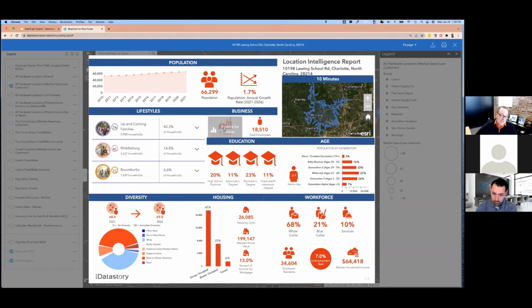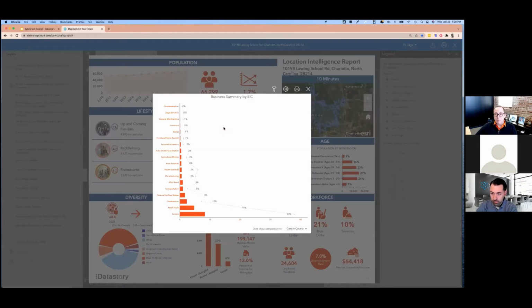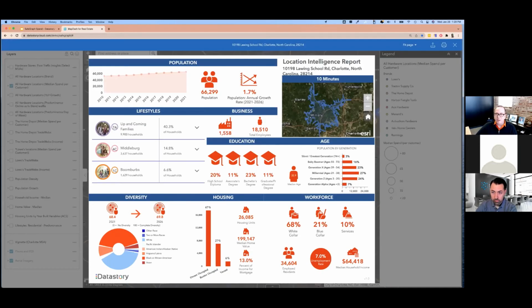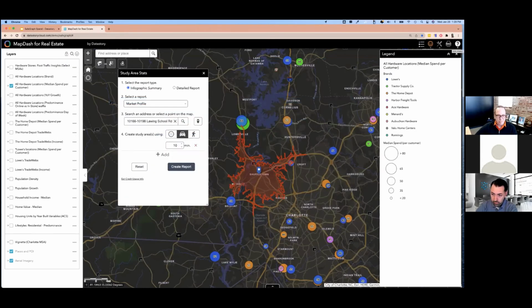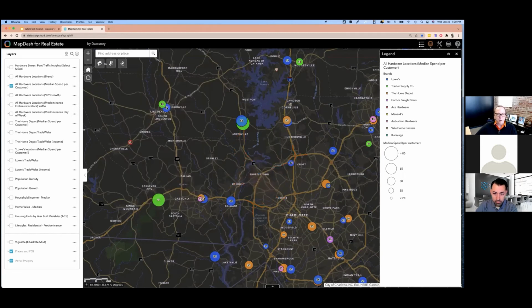If I'm in hardware retail, so I care about the businesses, I can click through and see that this area has 10% of the businesses in the construction industry, which is higher than the county. This site suddenly becomes very interesting, and I can print this off and push it onto my real estate committee or my marketing strategy team, et cetera. So spend becomes a useful addition in the stack of all of this data.